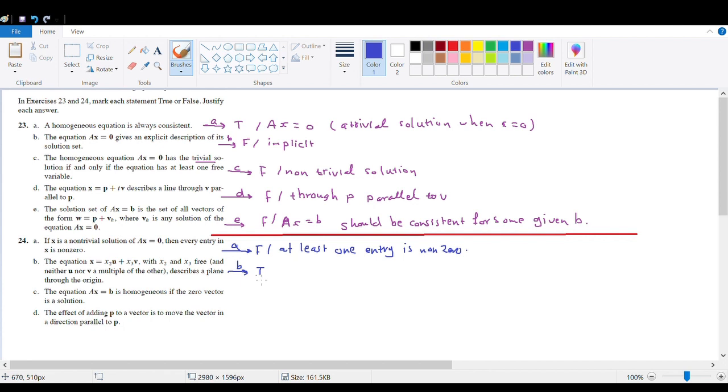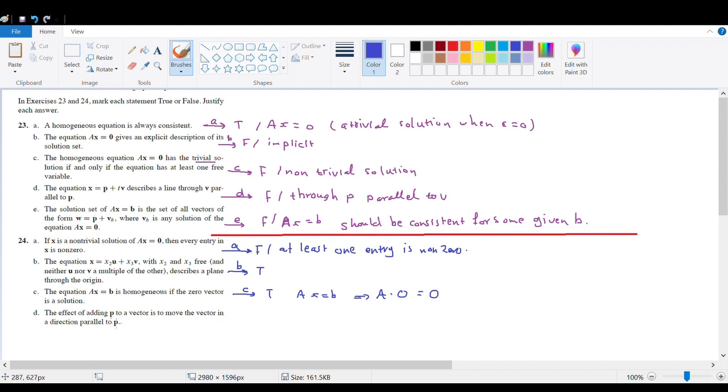So B, true. Now for C, the equation Ax is equal to b is homogeneous if the zero vector is a solution. We know that the homogeneous system is Ax is equal to 0. But here it said Ax is equal to b is homogeneous if the zero vector is a solution. If the zero vector is a solution, so if Ax is equal to b, and we know that the zero vector is a solution, that means A multiplied by 0 will always give us 0 because we multiplied by 0. So this will give us a homogeneous system, so this one should be true.